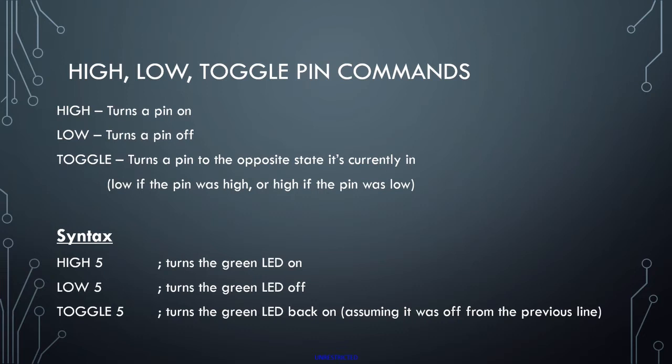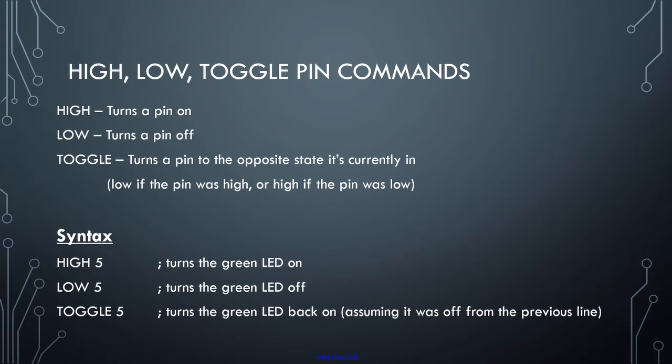If your pin is low, and you use the toggle command, it will turn your pin high or on. If your pin, or your LED or whatever is connected to it, is on or in a high state and you use the toggle command, it will then turn it off. So we use high and low when we want to be really specific about what we want our pin to do. And in some cases, we may just need to toggle the pin back and forth to the opposite state.